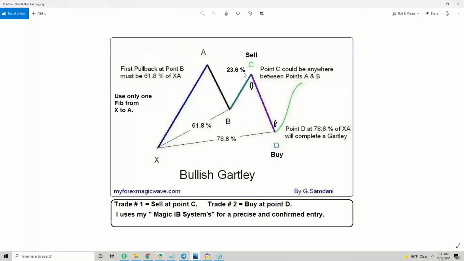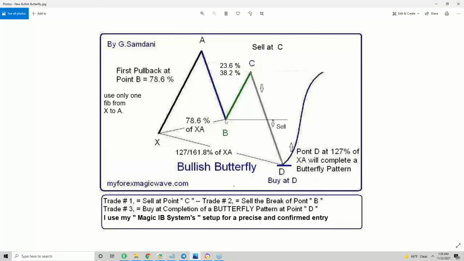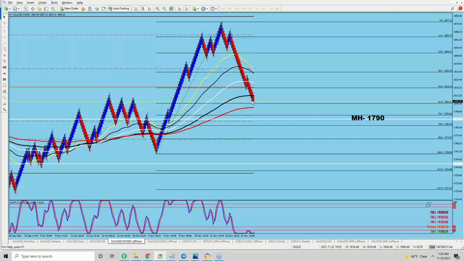61% pullback, 23, 78. The second scenario is that instead of going up from here, it will drop down to 78, then go to 38, and drop all the way to 127. That would be if it makes this setup here: 78, then any of these levels, and then drop to 127. That's to the downside, and then go up, right? So the Gartley would be somewhere here and then go up, and this all the way coming down here and then go up. And the third scenario, obviously, is that it just drops from here all the way.